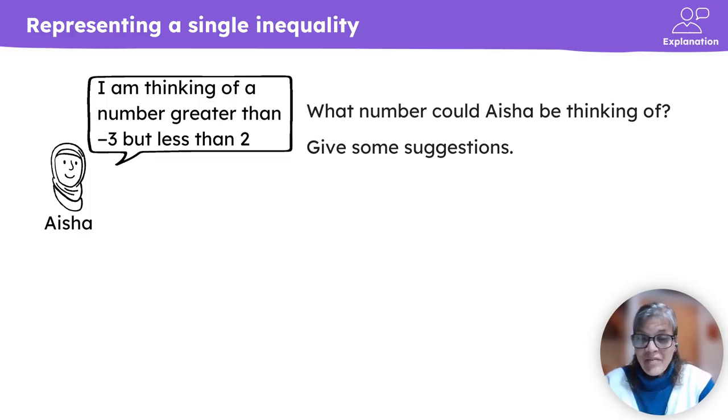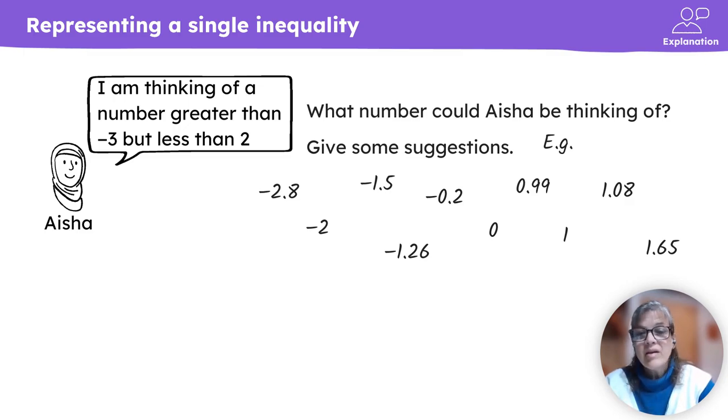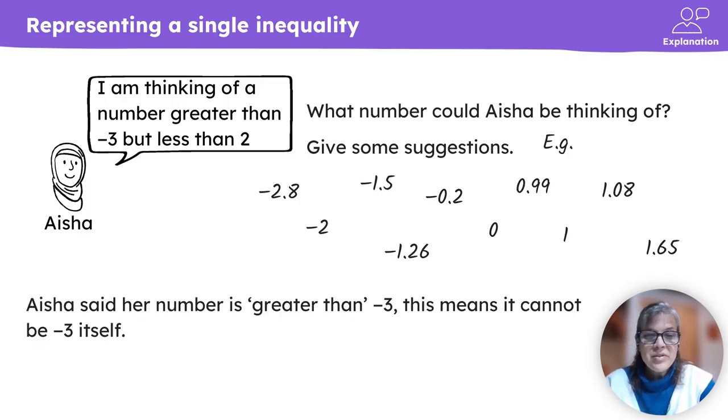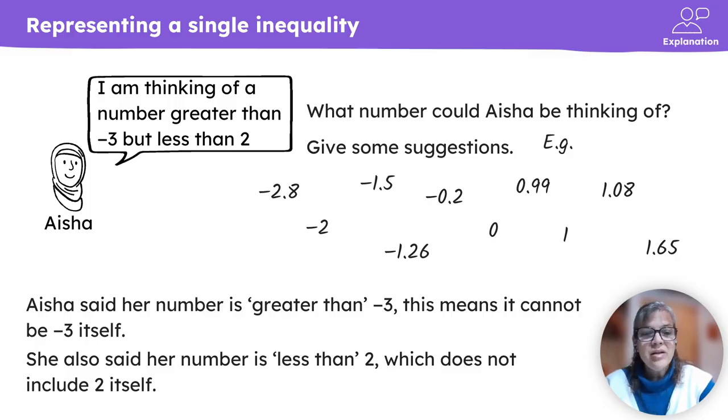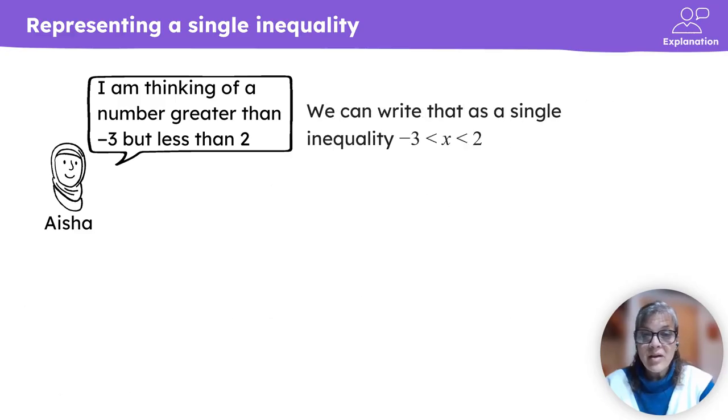Welcome back. She could have had any kind of numbers. Anything that's in between -3 but less than 2. It didn't say that they had to be integers, so any of these numbers could be examples. She said her number is greater than -3, so if you said -3, that doesn't get included, but less than 2. So it doesn't include 2 either.